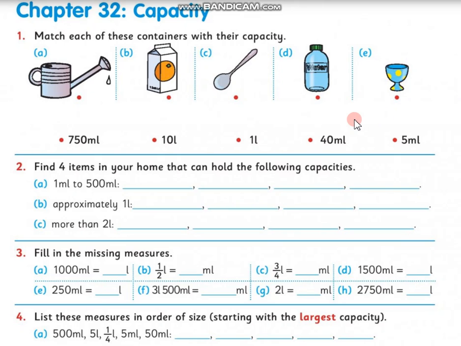Now, if you haven't printed them out and you're just writing it into your copybook, write the name of the item, watering can, and put an equal sign and write down the capacity you think that the watering can has. Okay? So number 2, find 4 items in your home that can hold the following capacities.